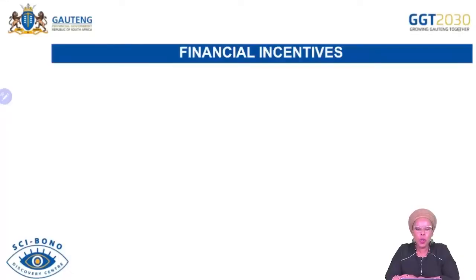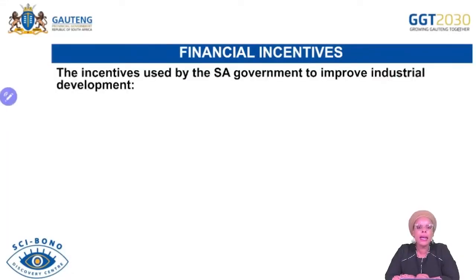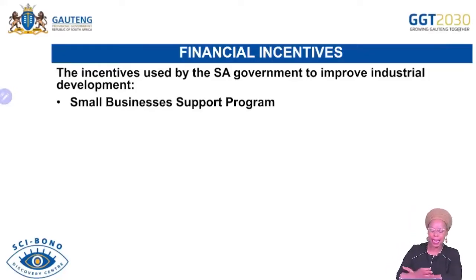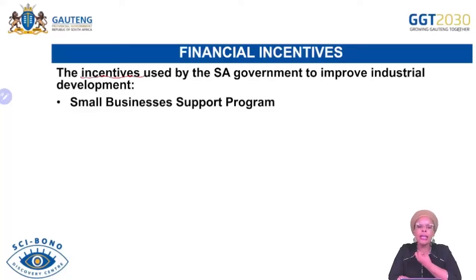So for 2 marks in section B of the prelim exam or the final examinations, you can be asked to list any incentives used by the South African government to improve industrial development. So you need to know these incentives. So firstly, as a low order type of a question where you don't have to think, you have to recall the information that you were taught in the classroom. You will have to just list, no explanation.